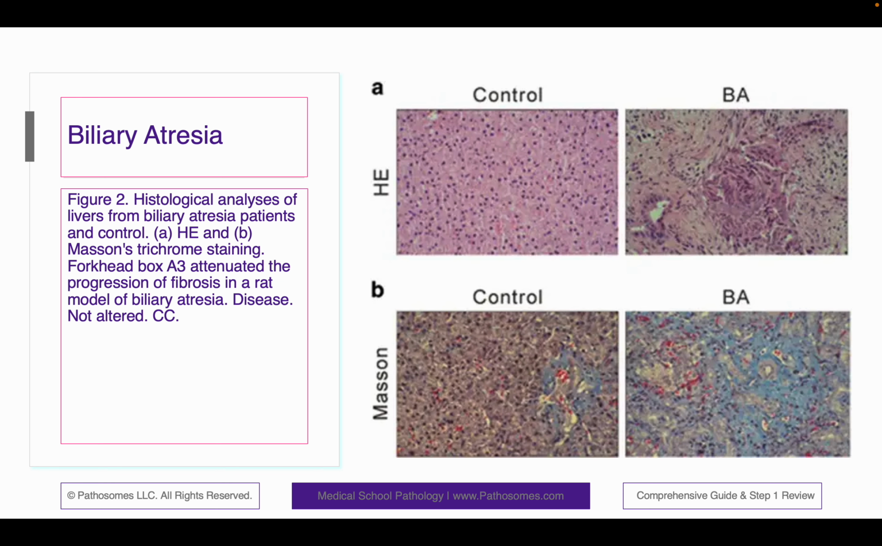Histologic analysis from livers with biliary atresia shows, to the right here, representative microscopic findings. Note the progression of fibrosis.